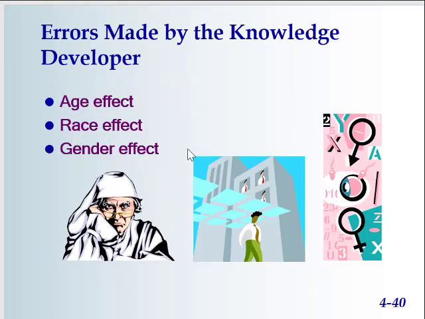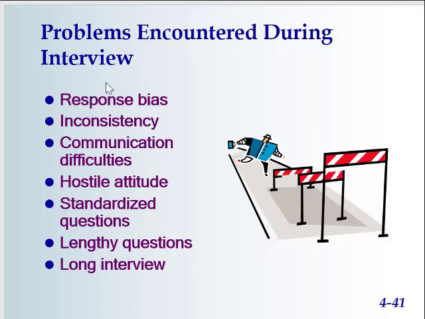Now a knowledge developer can make errors because of age, race, or gender, and this can lead to all these problems. We could have a response bias, or inconsistency, where a knowledge developer asks a question on one topic, then starts asking a second question on a second topic. That will bug out the expert, okay?